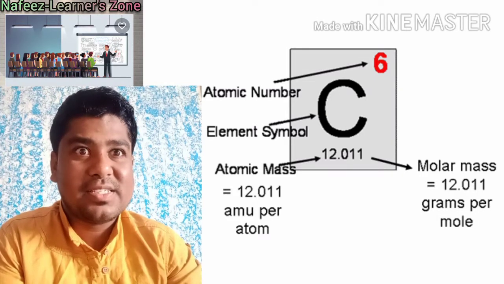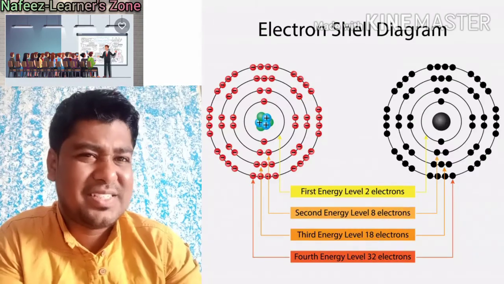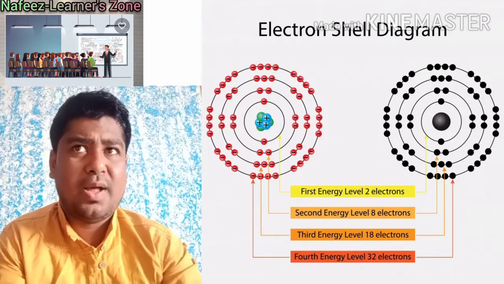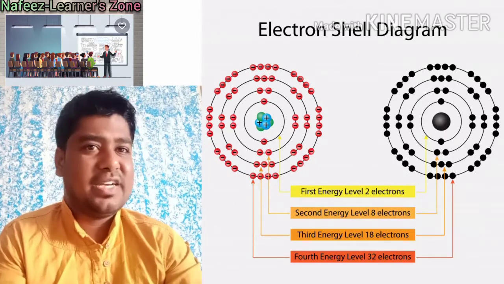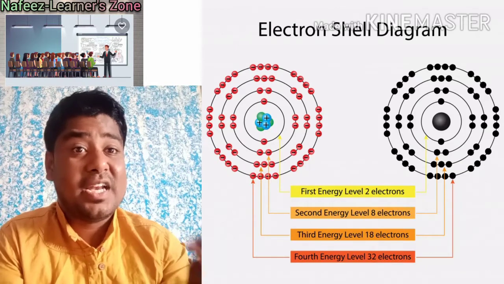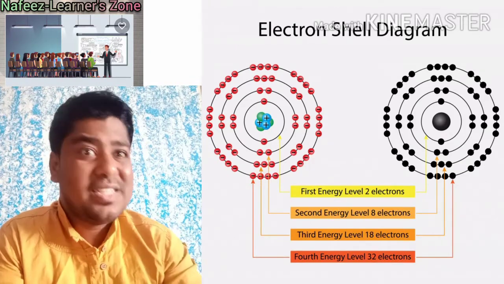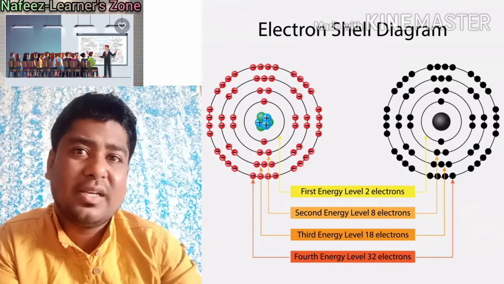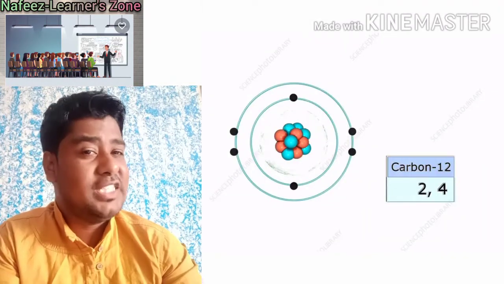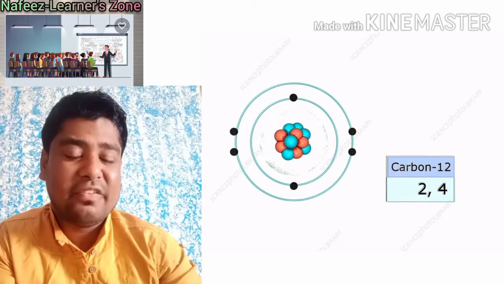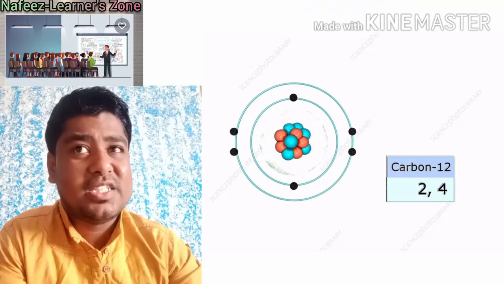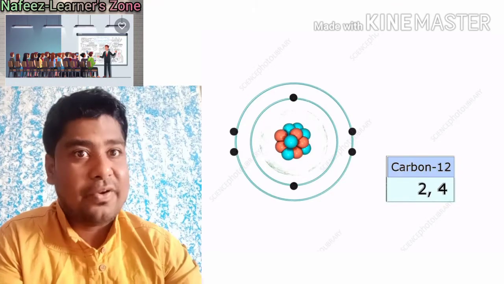So how do we write its electronic configuration? Just representing the electrons in the respective shells. We know there are many shells. In general, we study about 4 shells, K, L, M, N. So how do we represent 6 electrons? K shell can occupy a maximum of 2, so K has 2. The second shell is the L shell, and the remaining 4 electrons will go into the L shell. So the electronic configuration is 2, 4.